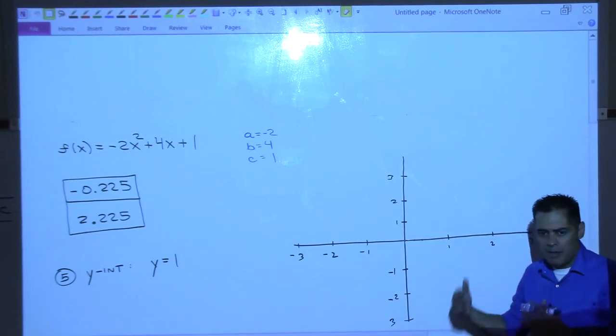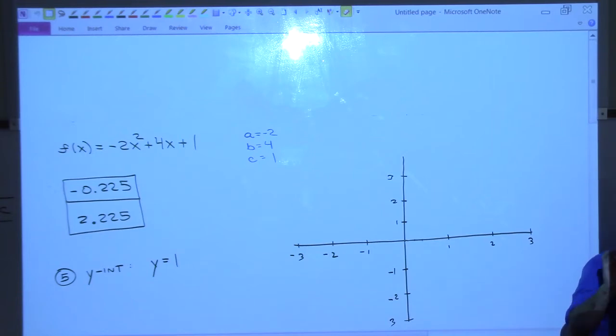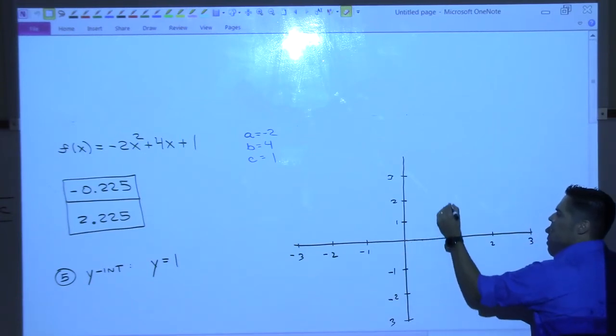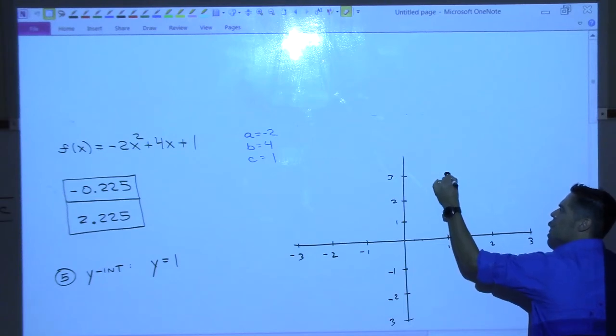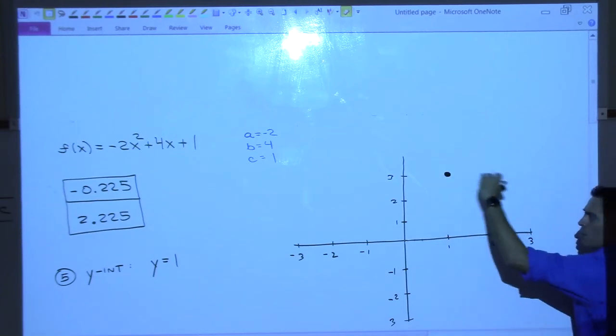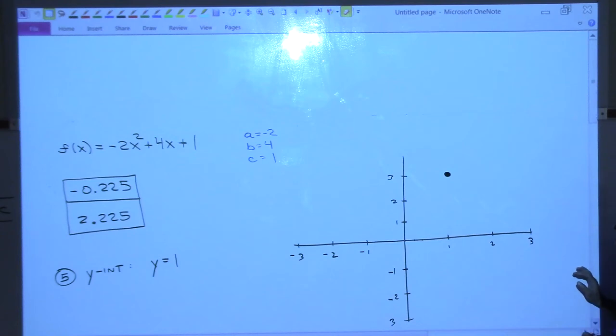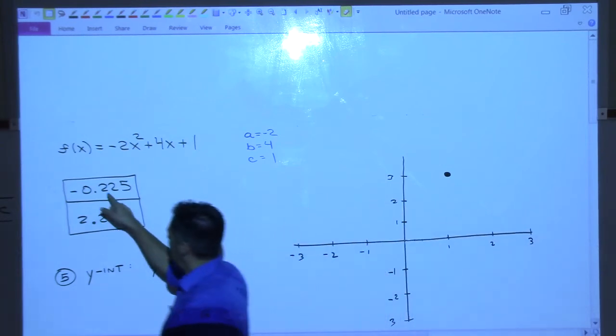And now I start putting all the information down. So first thing I'm going to do is put my vertex. And that's going to be at 1, 3. So I go to the right 1, up 3, and there's my vertex. That was my highest point. We know it opens down, right? But we also know where it hits the x-axis. It hits at these two numbers.